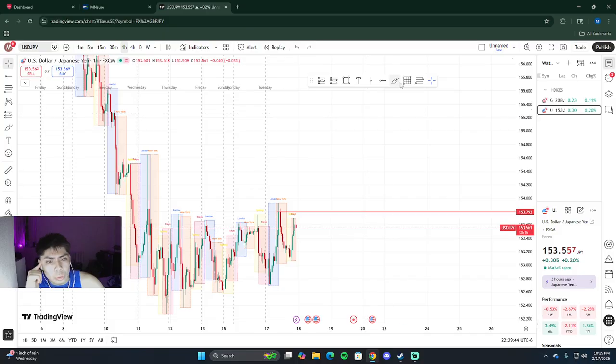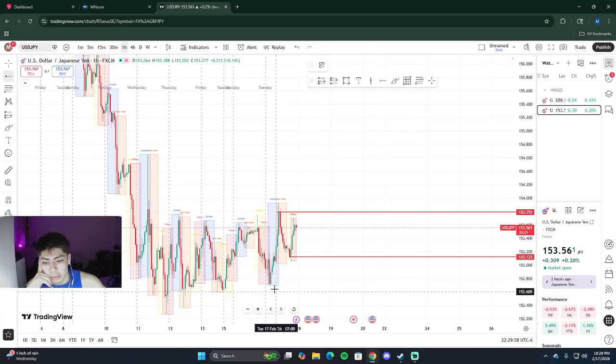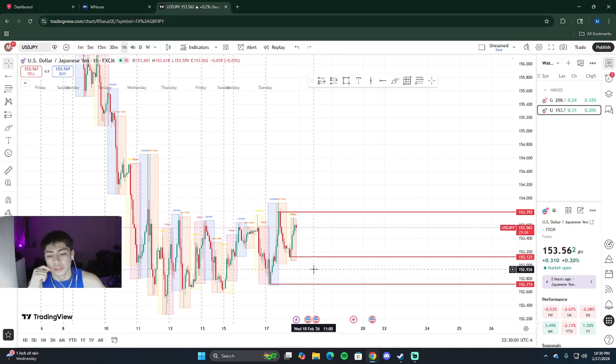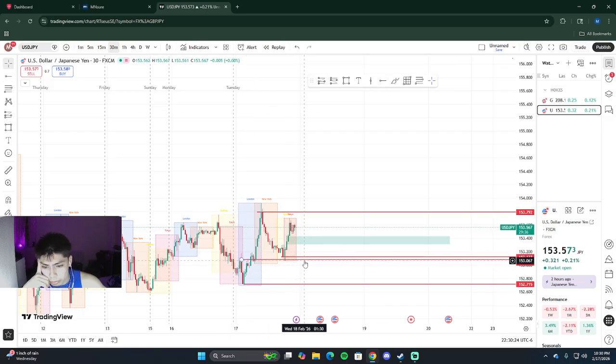We have lows of the previous session right here, which it did wipe just because of this little candlestick wick itself, and lows down here, which I don't think it's gonna hit. Not at all. There's a fair value gap right here we can look at. So let's see this at the 30 minutes. Yeah, building down. Tapped into this order block right here.